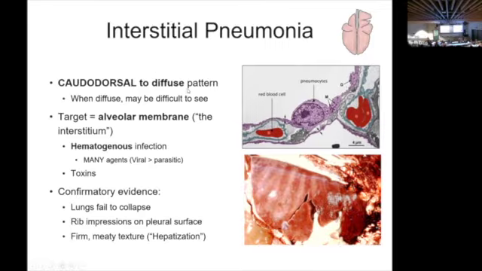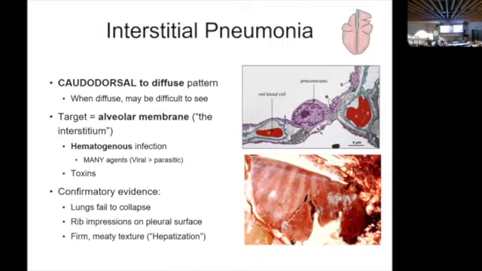Interfering with gas exchange problem. Since this is things that usually come in hematogenously, they're going to come in at the hilus and be caudodorsal to diffuse. So this is the image of that. And I want to point out that this looks very much like the normal lung picture, right? Changes that are diffuse can often be some of the hardest to see because you don't have any adjacent normal tissue for comparison. So again, use your fingers, fondle this lung.